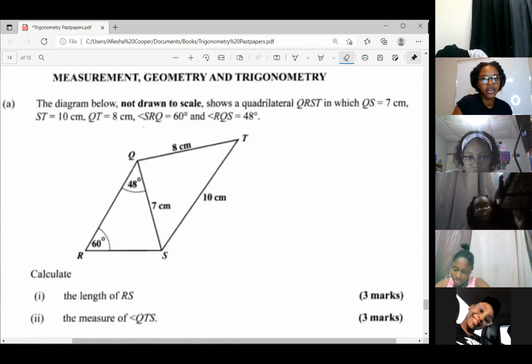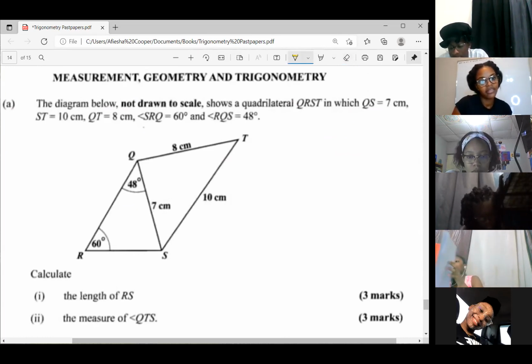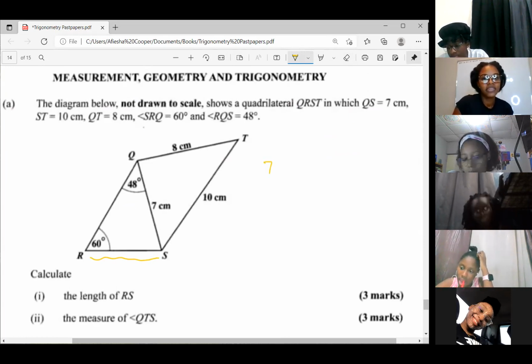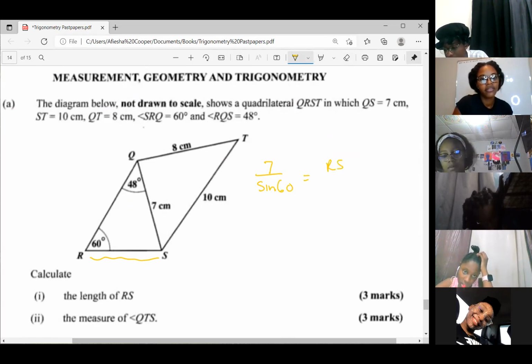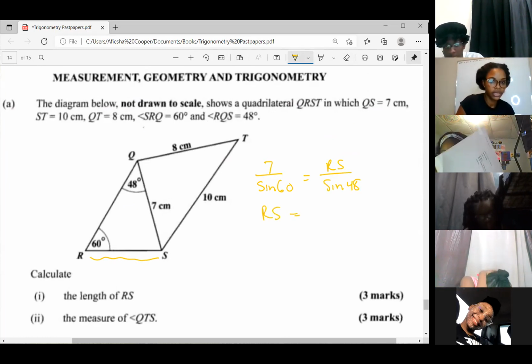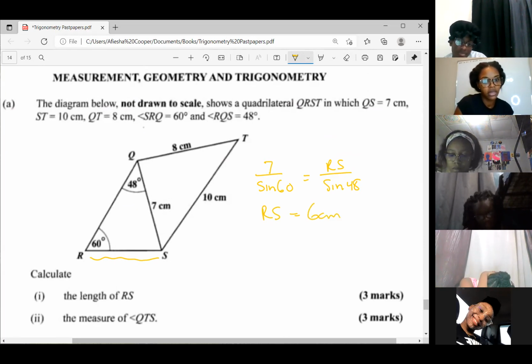The length of RS is how much? How to work out RS? Sine rule, 7 over sine 60 is equal to RS over sine 48. What's the answer for RS? 6 centimeters. Okay.